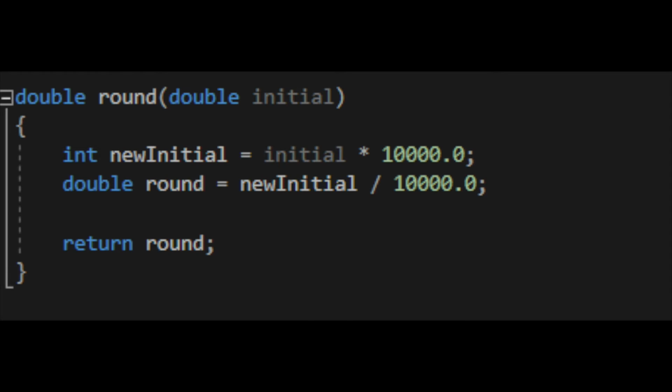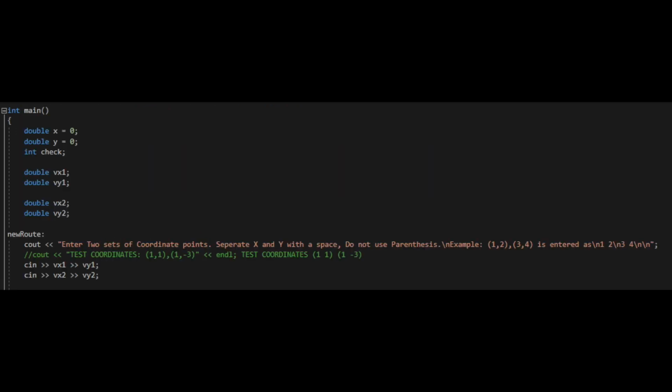From here, we move on to the main function. We initialize x equal to 0, y equal to 0, and an integer check, which will be used later. Then we initialize doubles x1, y1, x2, y2, whose values will be assigned later. We then ask the user to input their coordinate points, and we assign them respectively.